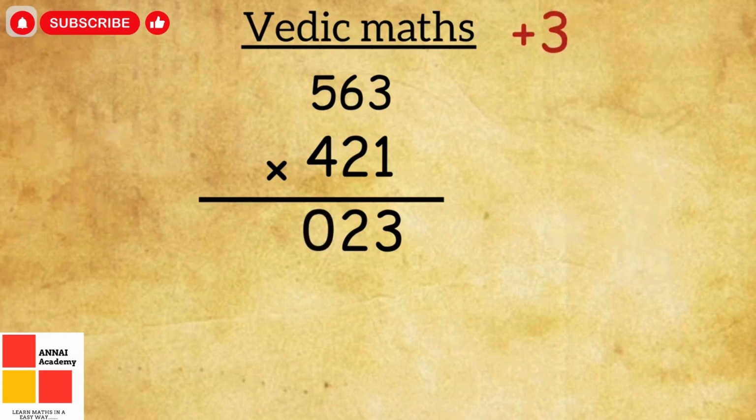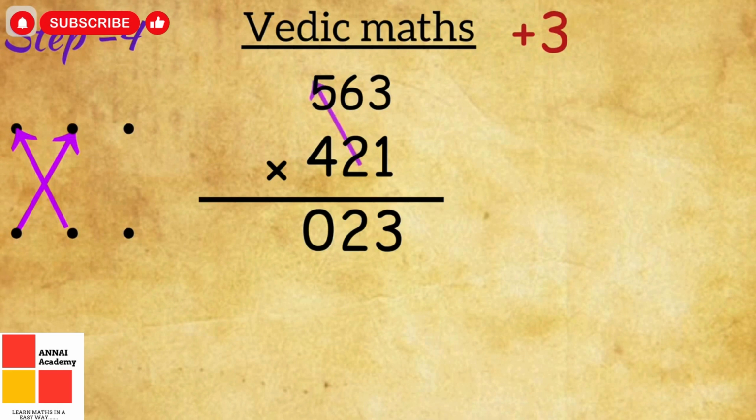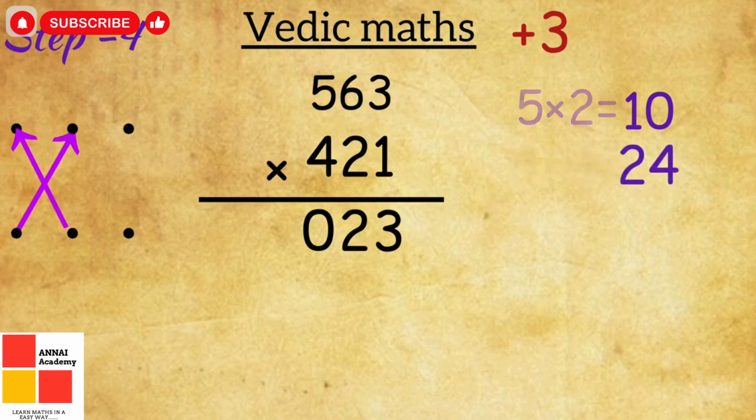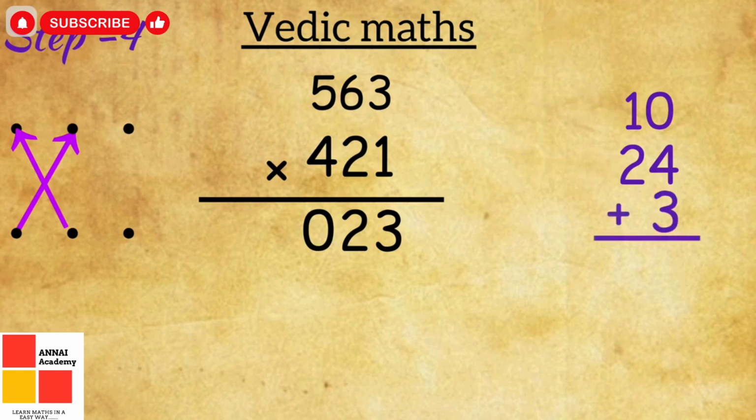Now in step 4, we have to multiply diagonally. We have to multiply 5 by 2. So we will get 10. Now we have to multiply 4 by 6. Now we know that after multiplying, we have to add the numbers that come. So we have to add 10, 24, and 3 in the carry. We will write 7 of 37 on the left of 0 in the answer, and 3 in the carry.